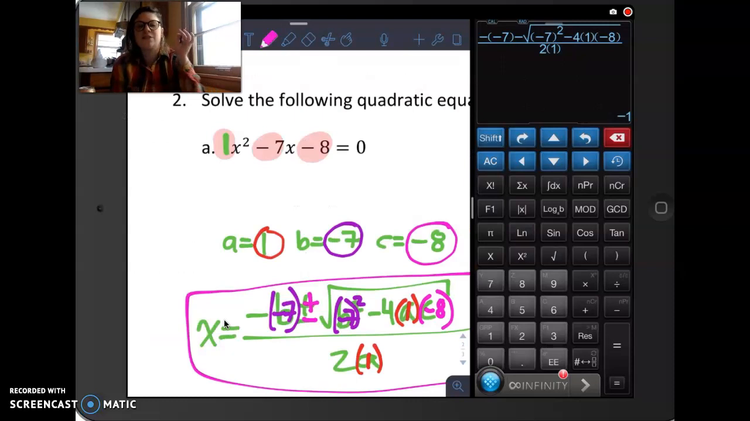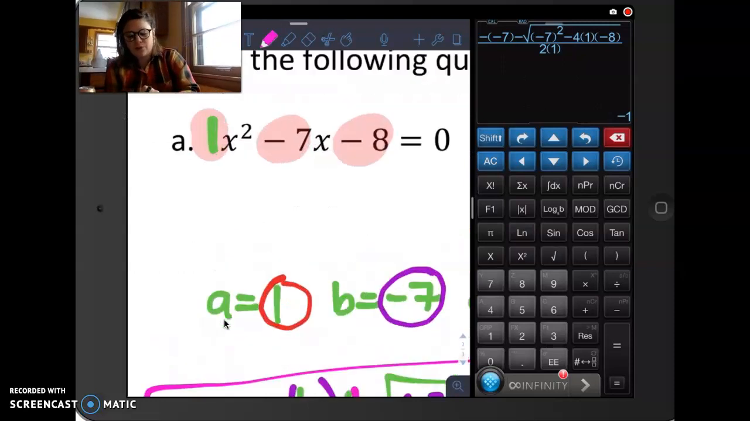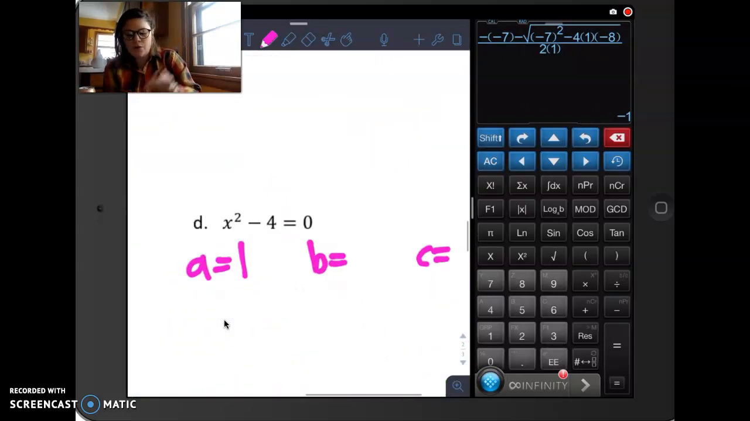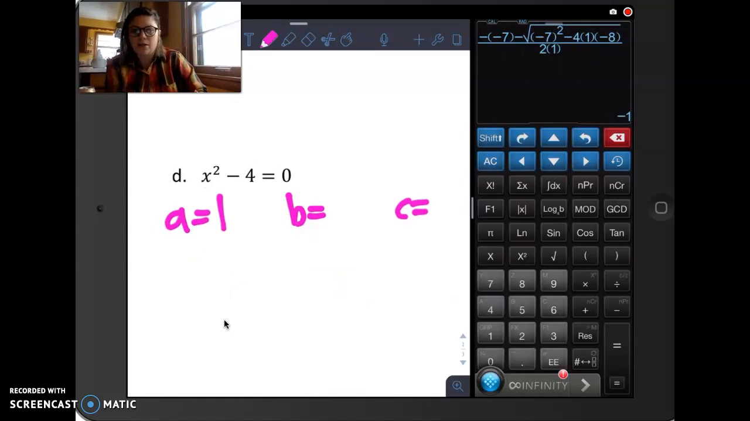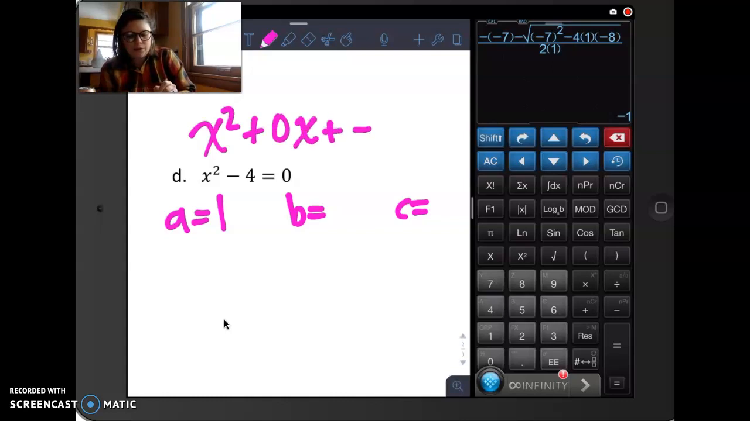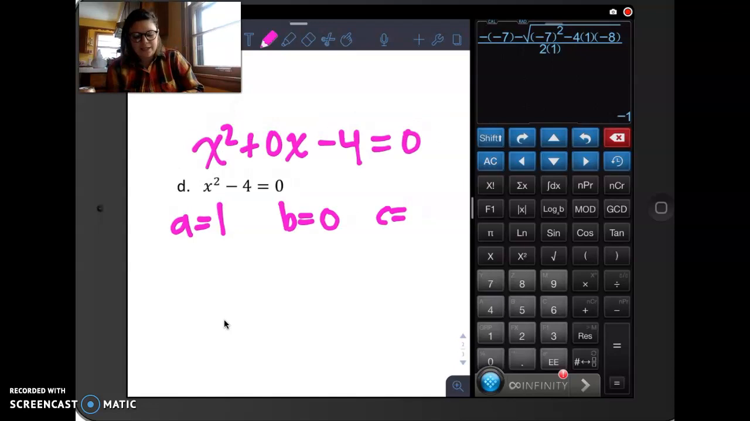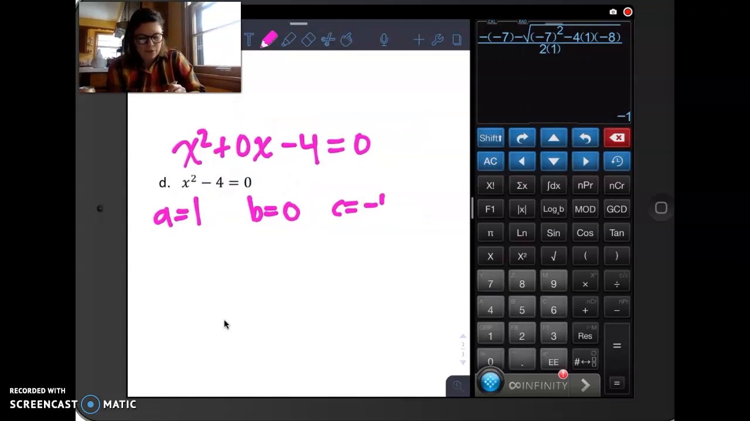Okay, sorry, got that fixed. So we're looking for a B value. So remember, the B value is the number that's in front of the X, right? Well, there's no X. There's only an X squared, and then there's a -4. So that means that there's actually 0 X's. And so B is 0. All right, and then C is -4.